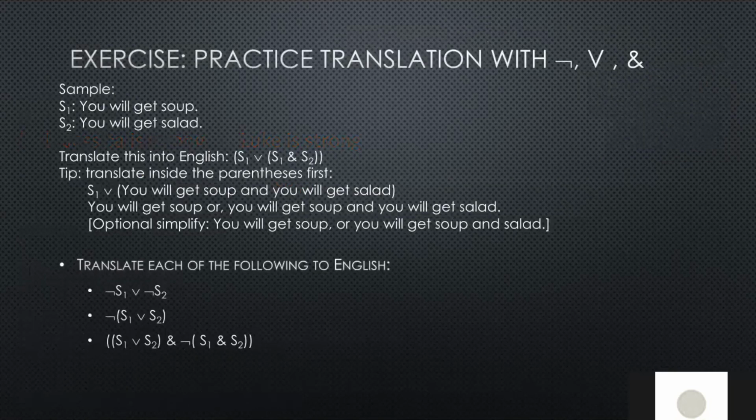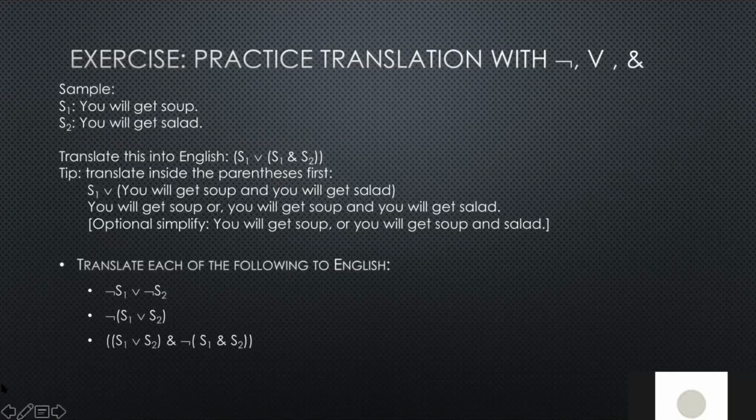Okay, now let's turn to a practice exercise. As this practice exercise, I want you to translate using the three connectives that we've already covered. And these again are negation, disjunction, and conjunction. So here are our sample sentences. S1 stands for you will get soup. S2 stands for you will get salad. And so first, let's try to translate this first sentence into English.